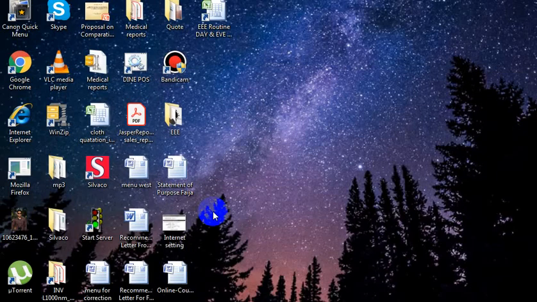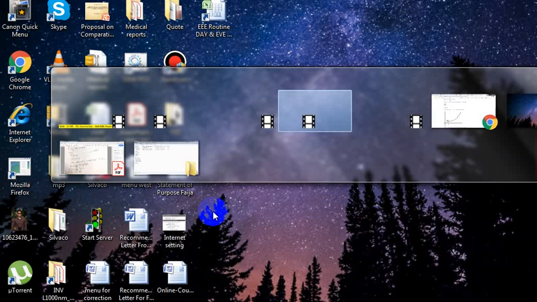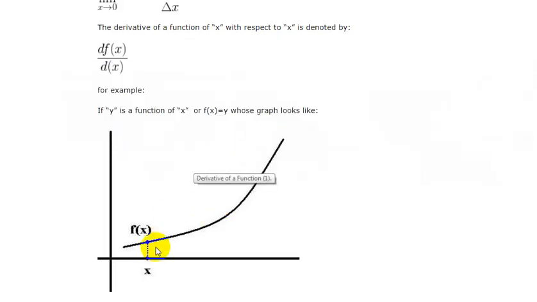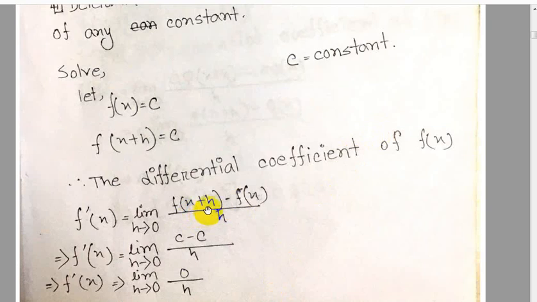Here h is actually the smallest part. If this point is x1 and this point is x2, then h will be the difference between x1 and x2. That will be the smallest part of the axis, which is termed as h. Okay, so you can also call it del x. We're using h instead of del x.